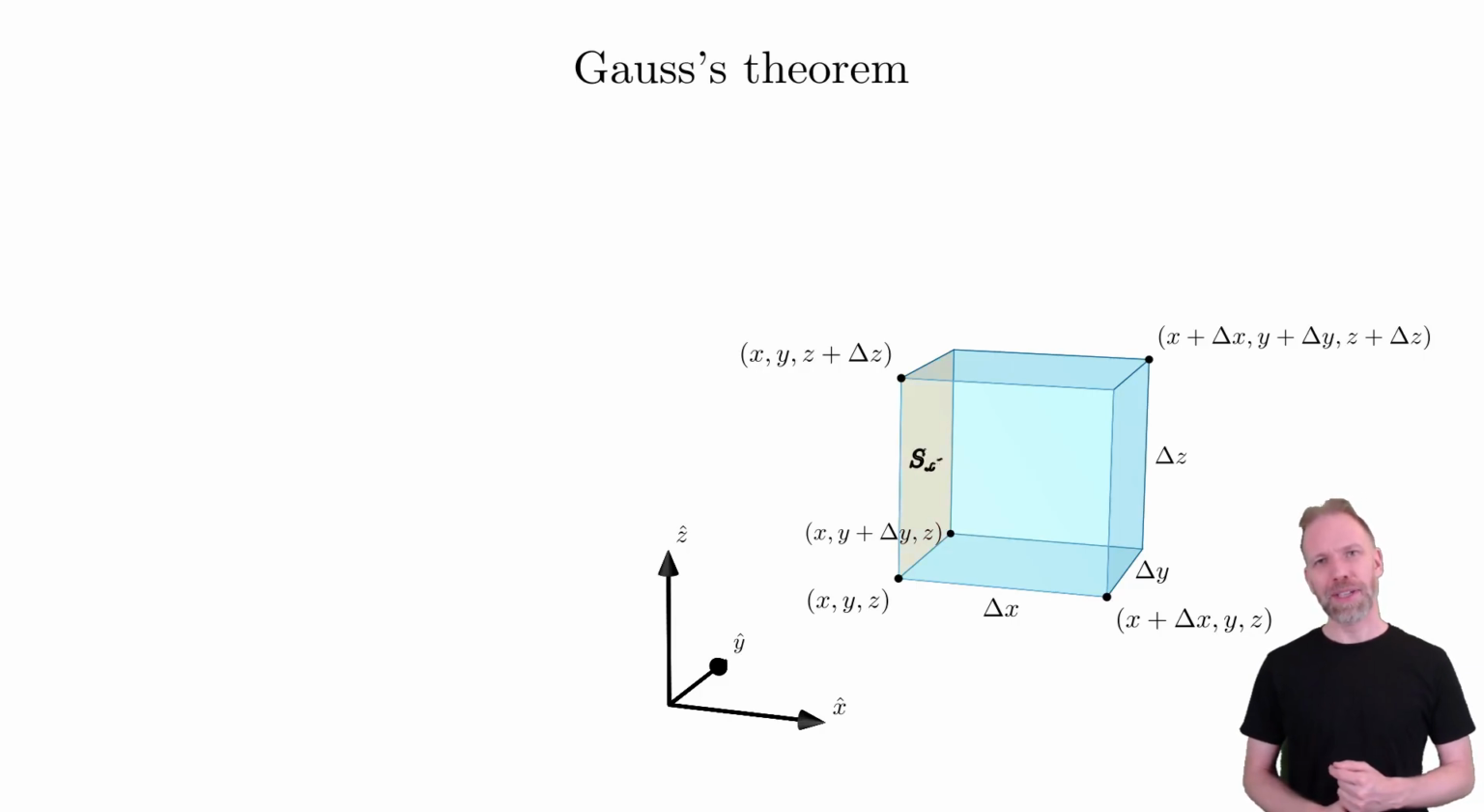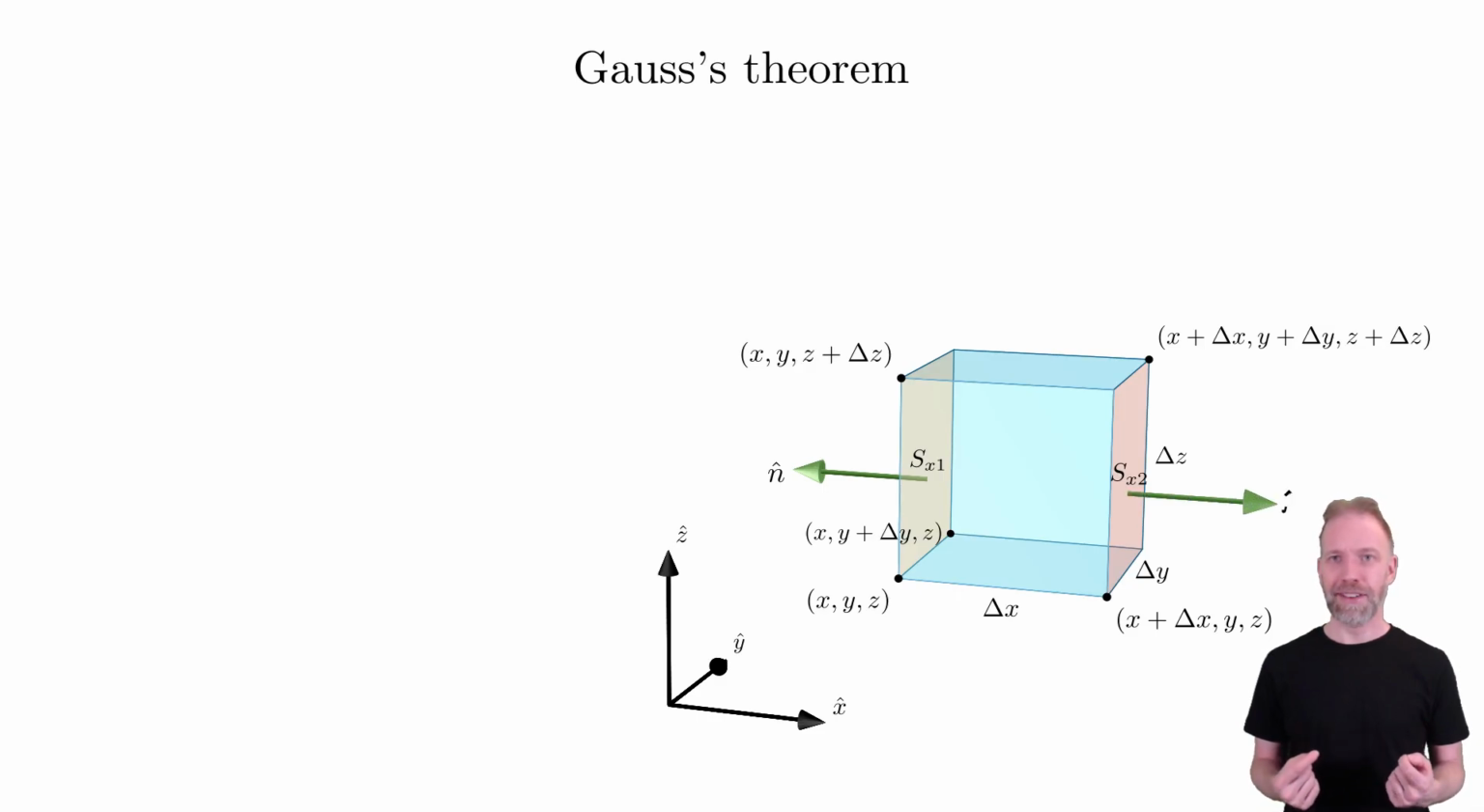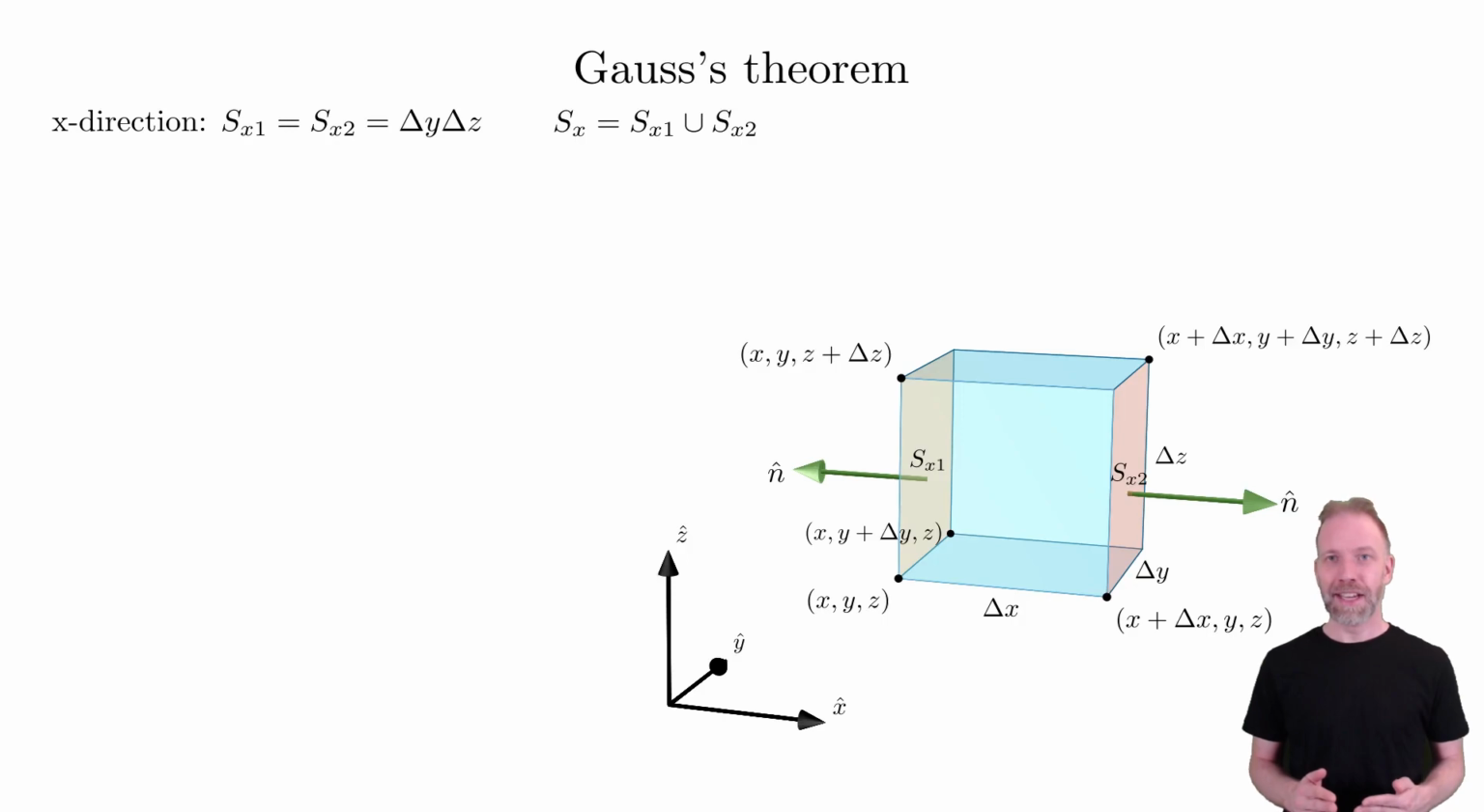Let us start by looking at the x direction. Hence, add the normal vectors in this direction. We will also call the surface areas sx1 and sx2, which both equal delta y times delta z. We can then call sx the union between sx1 and sx2. Let us now consider the integral of the scalar function f n hat dS over sx, which means both sx1 and sx2.